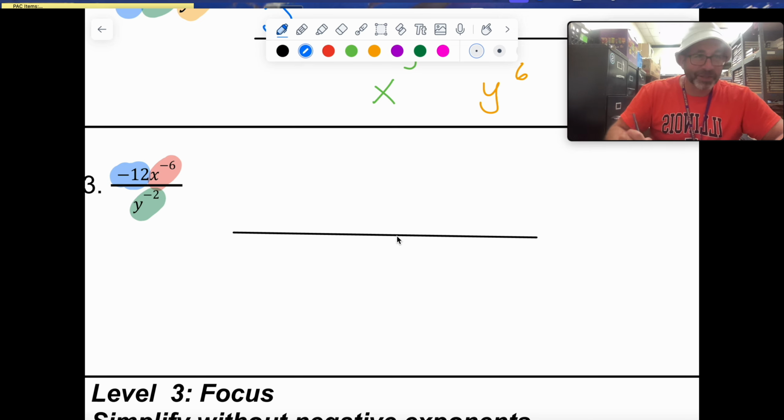The first thing I always do is the highlighted blue. The negative 12, it's not an exponent. Just because it's negative doesn't mean anything. It doesn't move. Okay? It's only if it's an exponent that it's going to move.